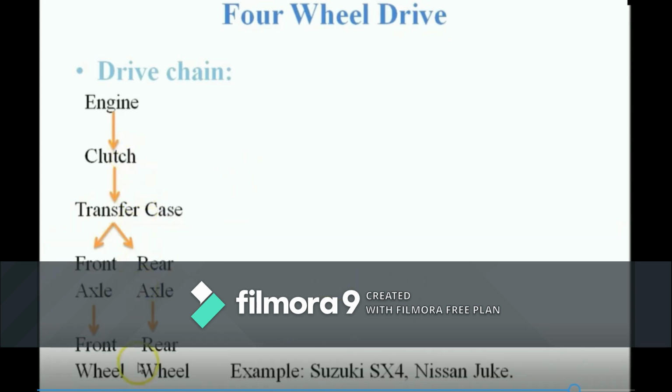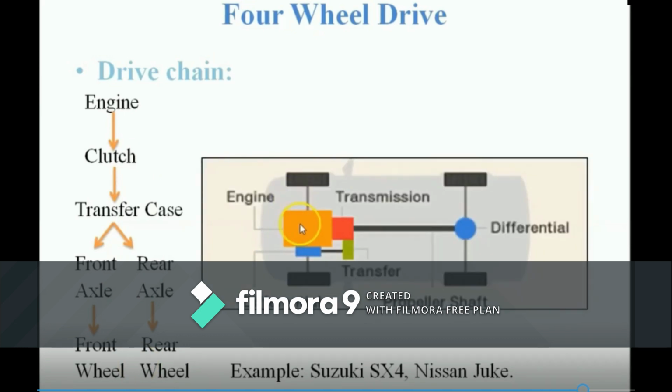So this is the particular drive chain for the four-wheel drive. In this case, the drive is transmitted from the engine to the clutch, and from the clutch to the transfer case. From the transfer case, it is transferred to the front axle and then to the front wheels. At the same time, the power is transmitted from the transfer case to the rear axle and from the rear axle to the rear wheels. The examples of this type are the Suzuki SX4 and the Nissan Juke.